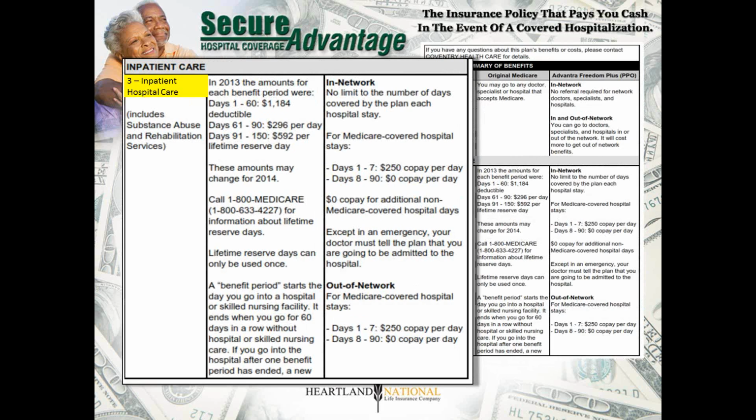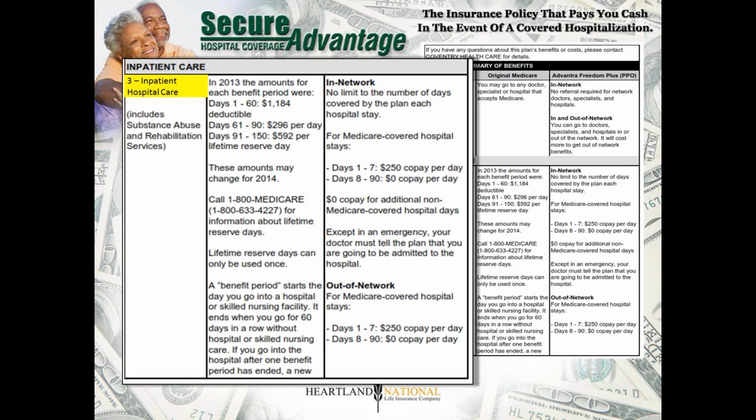The second column describes how original Medicare corresponds to inpatient hospital care. And the third column describes how the Medicare Advantage plan that you're either reviewing or showing corresponds to the inpatient hospital care benefit. Today I'm using Coventry. That's a very popular product here in Kansas City, Missouri, and so that's the one I'm using.